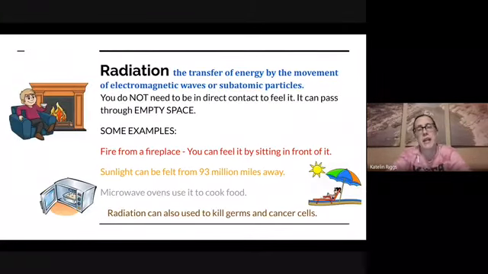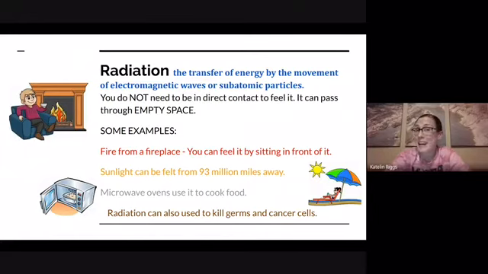The last is radiation, and this is one that you probably didn't really talk about or it was just mentioned in the past because you really have to know about energy transfer for this. One of the next units that we're going to do is on the electromagnetic spectrum and how waves travel. But the key here is that this is the transfer of energy by the movement of electromagnetic waves or subatomic particles, but radiation can actually happen with no molecules present. And it is the only type of thermal energy transfer that happens with no direct contact of any molecules.